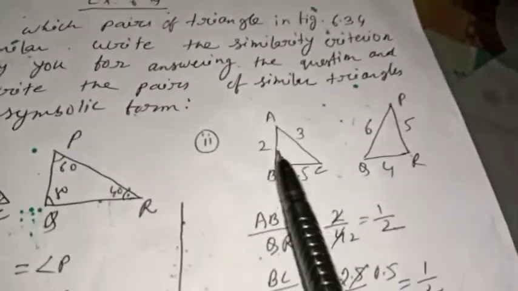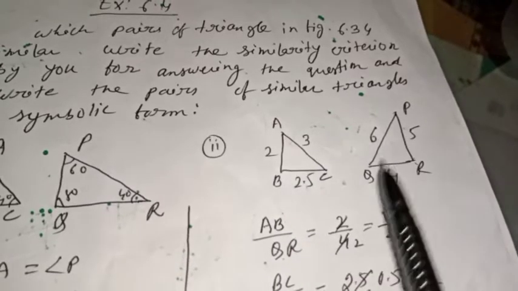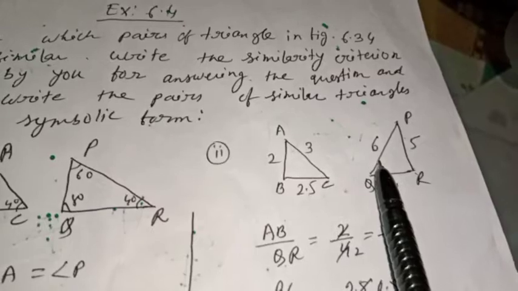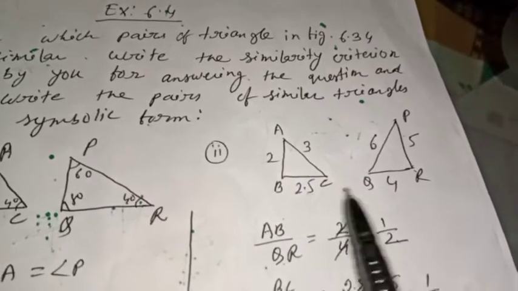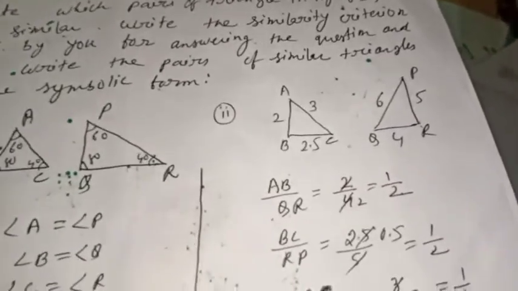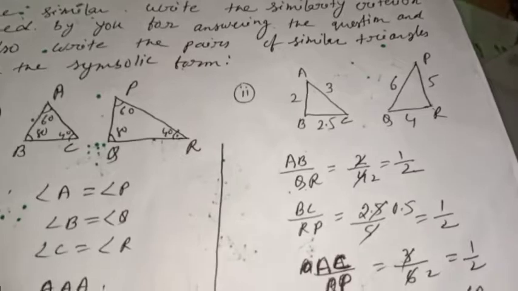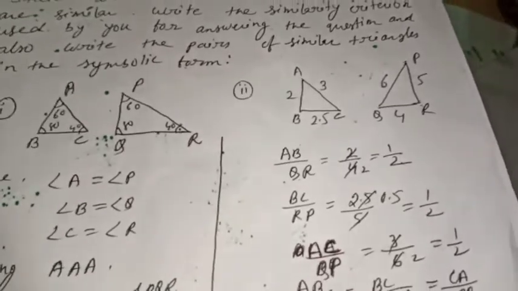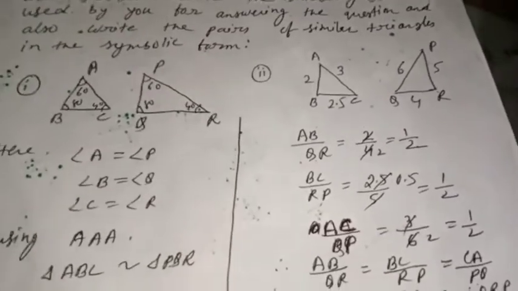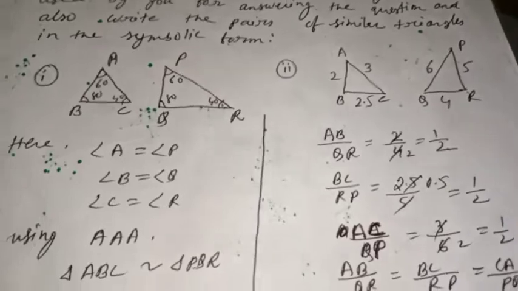Now maybe you are thinking why I am not taking AB by PQ. Suppose you take AB by PQ, 2 by 6, which is 1 by 3. Then BC by QR is 2.5 by 4. It will not match. You have to find by yourself which sides will give you the same ratio. After checking all the ways, if you do not get the sides in the same ratio, then you can say that these two triangles are not similar.